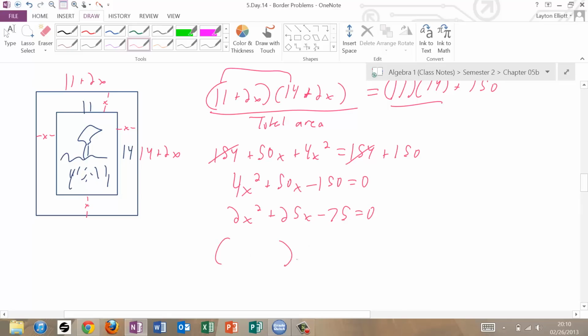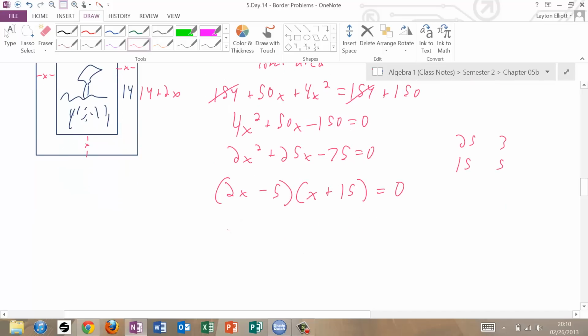So we want to factor now. I know the 2x squared has to be 2x and x. And 75 is made up of 25 and 3. It's also made up of 15 and a 5. And one of those has to get multiplied by a 2. So if I do 15 times 2, I get 30. Then we want to make that a positive 30 minus 5. And that's going to factor.